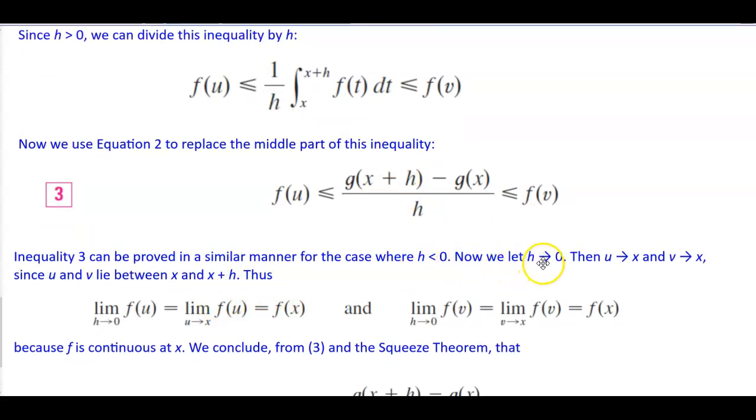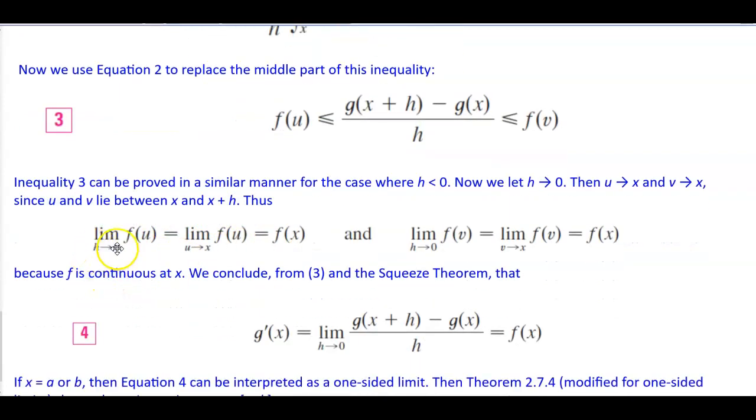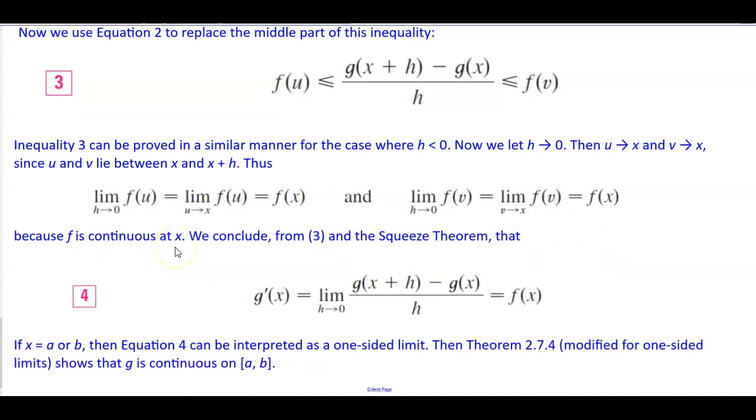Now we let h approach 0, then u approaches x and v approaches x, since u and v lie between x and x + h. Thus, the limit as h approaches 0 of f(u) is equal to the limit as u approaches x of f(u), which is equal to f(x), and we can say the limit as h approaches 0 of f(v), which is equal to the limit as v approaches x of f(v), is equal to f(x), because f is continuous at x.